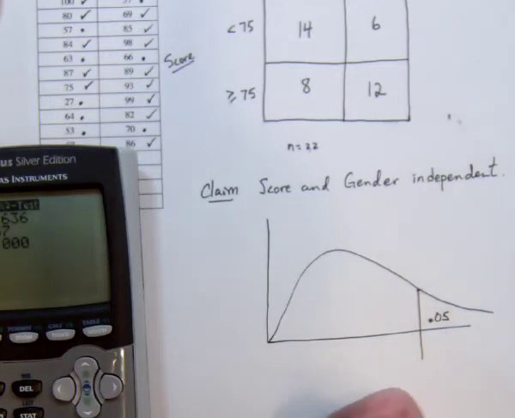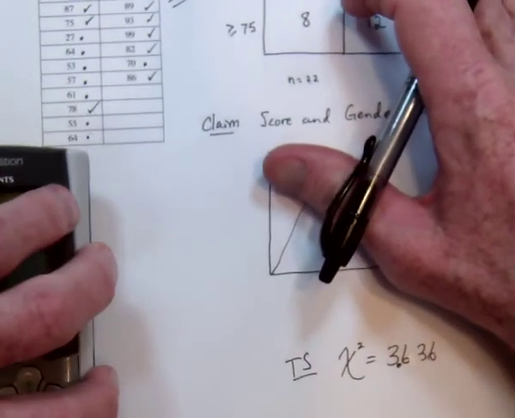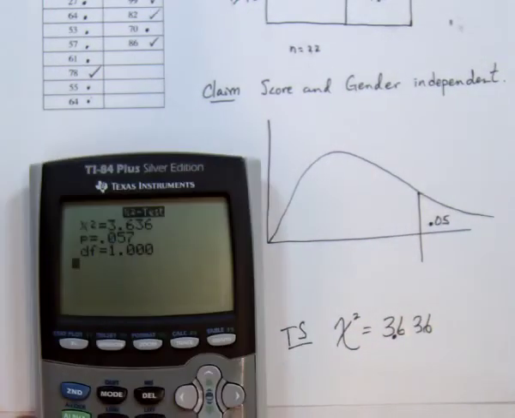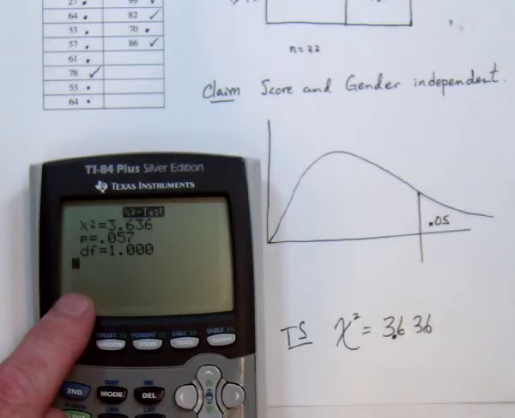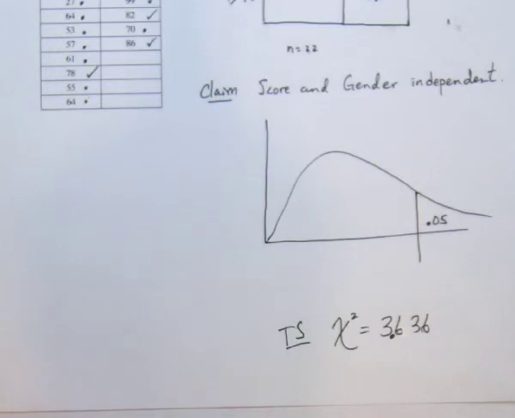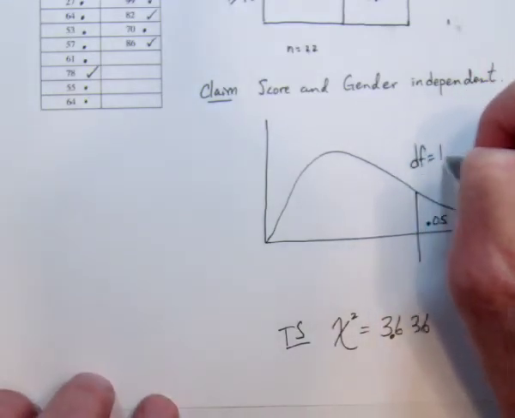So test statistic chi-squared equals 3.636. Oh, it's not even on the screen, sorry. So there's the test statistic. And the calculator tells you degrees of freedom was 1. Degrees of freedom comes from take the number of rows, subtract 1. Take the number of columns, subtract 1. Whatever you get, multiply those two numbers. And that, for us, would be 1 times 1 equals 1. So it's going to be degrees of freedom equals 1.